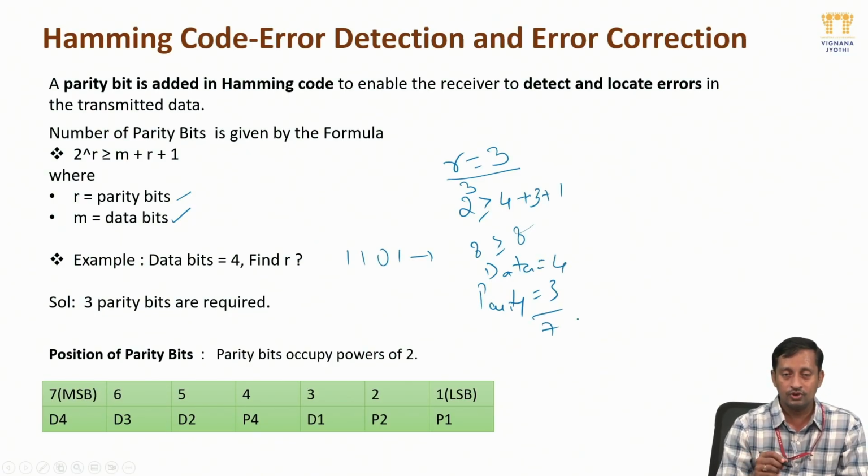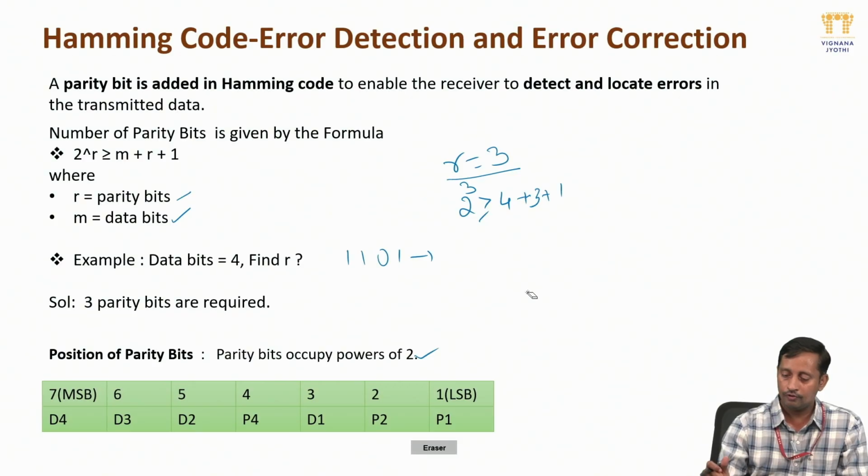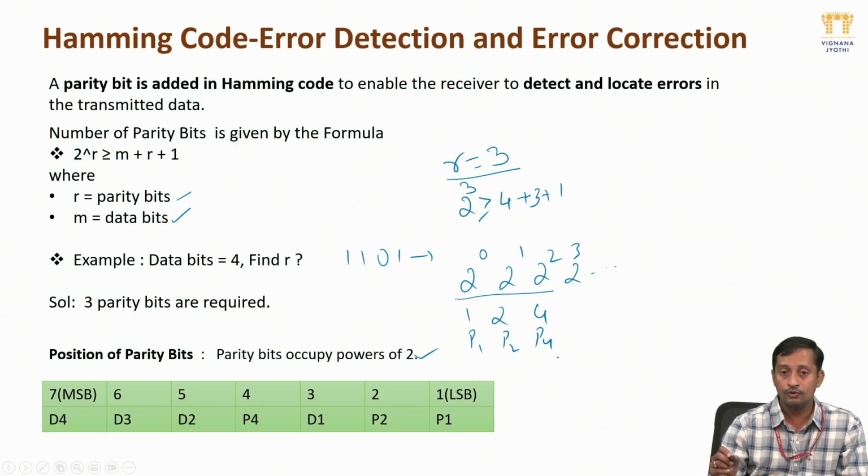Now we need to find the positions. The parity bit positions are given by powers of 2. The parity bit occupies powers of 2. So powers of 2 means 2 power 0, 2 power 1, 2 power 2, 2 power 3 and so on. We need only 3 parity bits, so we consider only the first 3. 2 power 0 is 1, 2 power 1 is 2, 2 power 2 is 4. So the positions for parity bits are P1, P2, P4 out of total 7 bits.